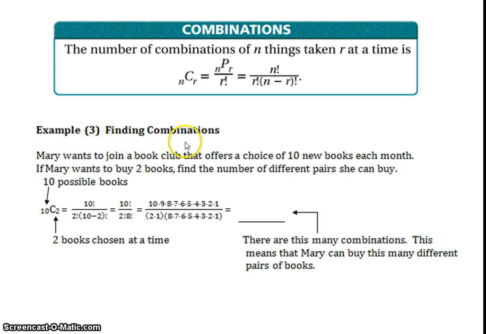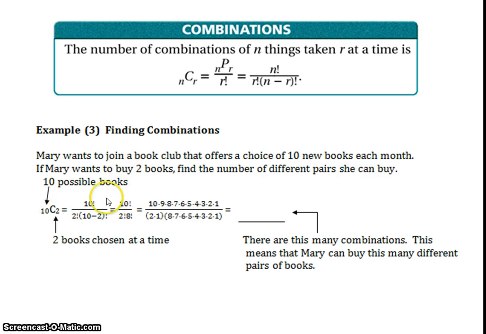Example 3, choosing combinations. Mary wants to join a book club that offers a choice of 10 new books each month. If Mary wants to buy 2 books, find the number of different pairs she can buy. On the left, we have 10, and that 10 represents the possible books. On the right of the C, we have 2. 2 books are chosen at a time. This would be read as 10 choose 2.